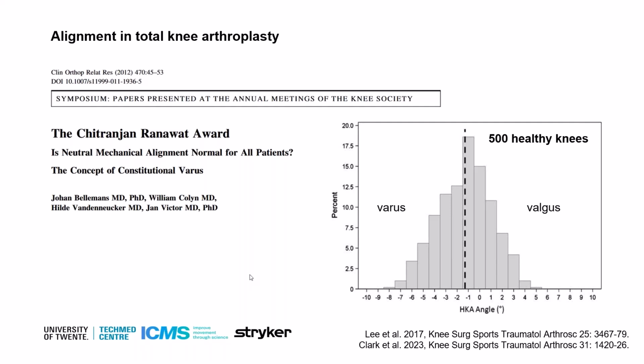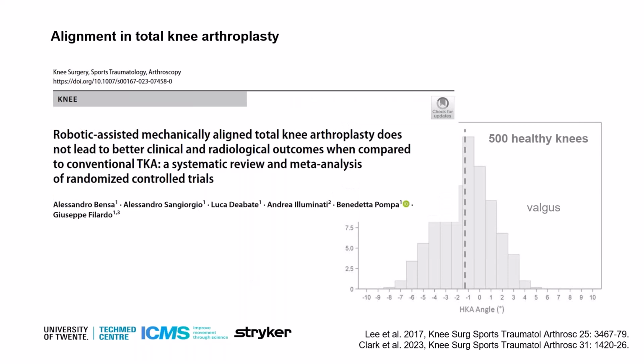However, we know that a certain fraction of the normal population does not have a neutral limb alignment at the end of skeletal growth, but rather some degree of varus or valgus. If you look at the hip knee ankle angle in this cohort of healthy knees. So this consecutively means that restoring mechanical alignment in these particular patients would not be natural for them because in fact, it would implicate an overcorrection of their natural situation. And consequently, it is not surprising that even with utilizing a robotic system, the clinical or functional benefits are small compared to the conventional total knee arthroplasty.